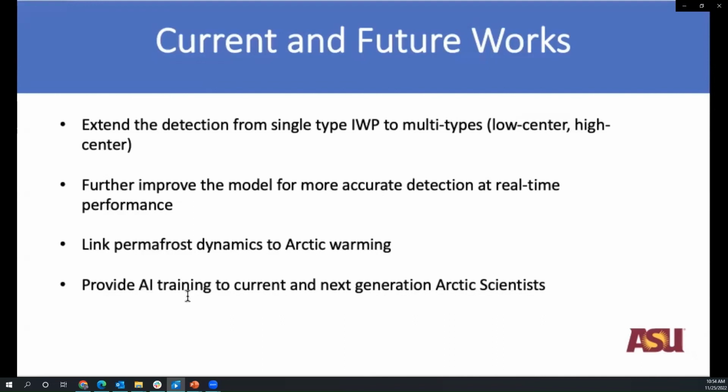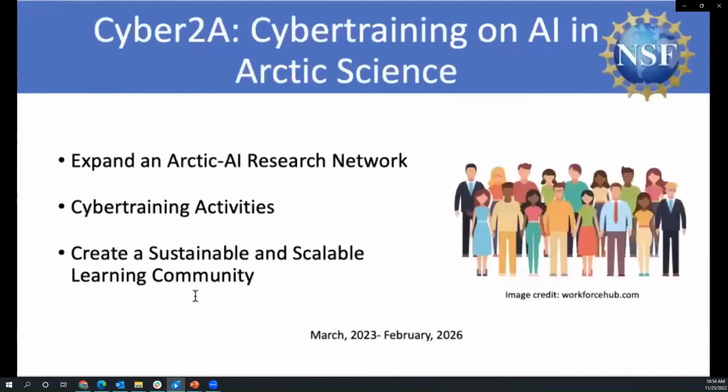Another project that we are about to start is to provide AI training to current and the next generation of Arctic scientists. We call this project Cyber 2A. This project aims to achieve three objectives. First, we will establish and expand an Arctic AI research network. Then we will also deliver a number of training activities, both in-person workshops and online learning modules. And our ultimate goal is to create a sustainable and scalable learning community.